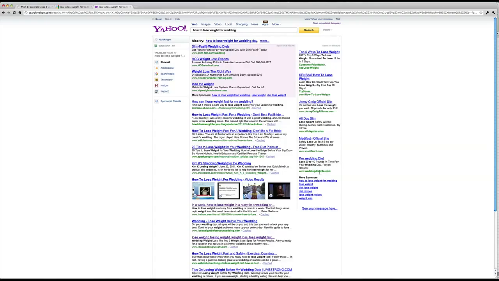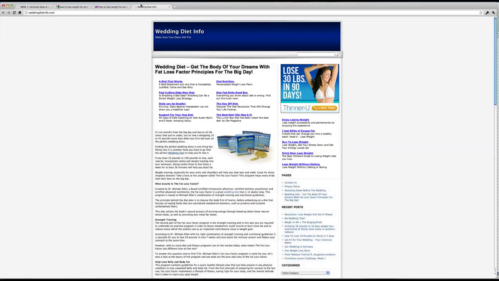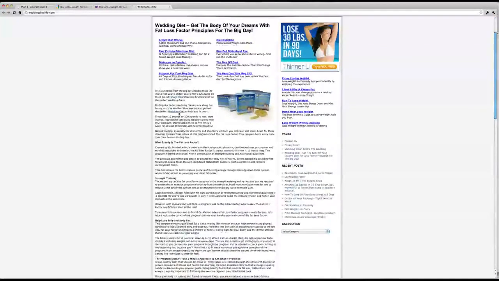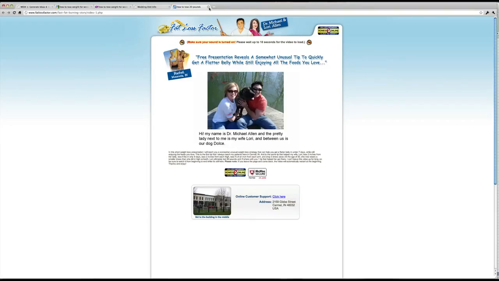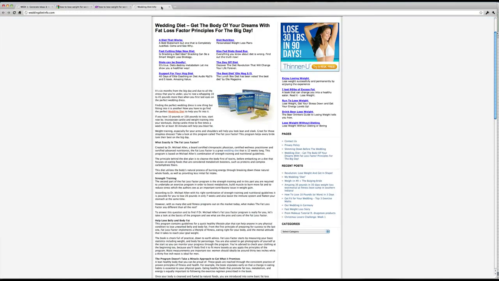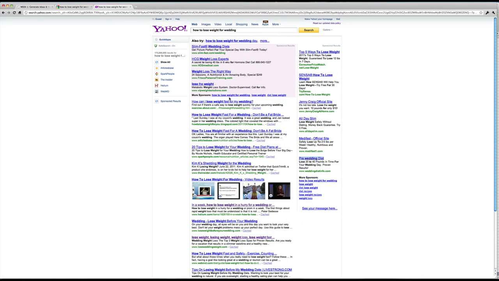Well, pre-wedding diet. Let's just look here and see what this is about. That somebody advertising what? Wedding diet. Let's click on that and see what we get. Fat Loss Factor. Okay, so that's definitely an info product. Appears to be. Looks like a ClickBank product of some sort. So we saw that. And let's see if there's anything else.